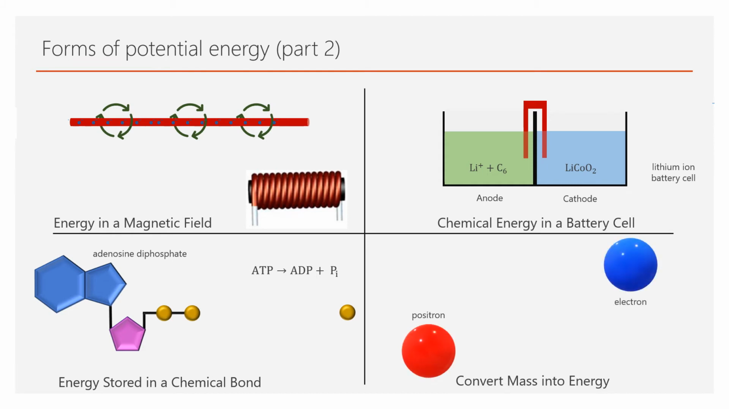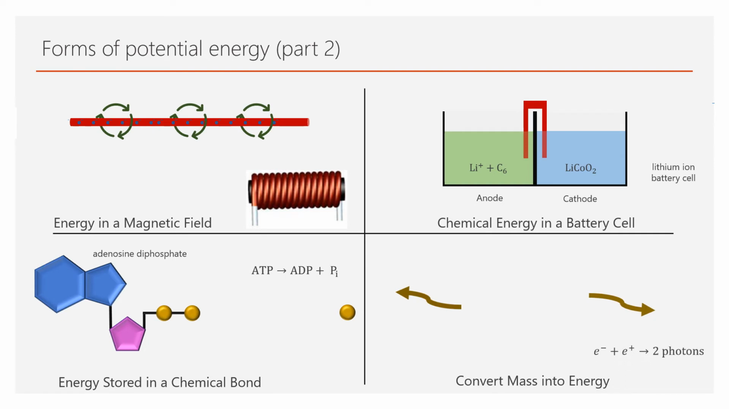Mass can also be converted into energy. This is how nuclear reactors work. They break up uranium atoms, which will then release energy. Another example is when a positron and an electron collide to annihilate each other. A positron is the anti-electron. It has the same mass, the same amount of charge, but just the opposite sign. When they annihilate each other, all that mass goes away and 2 photons are released. The amount of energy is E equals mc squared.